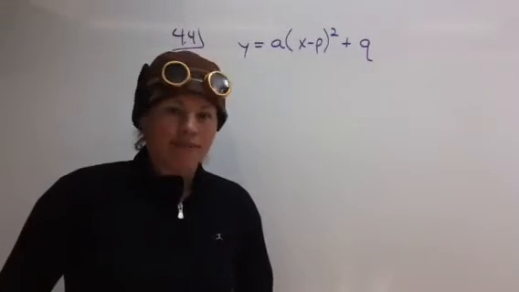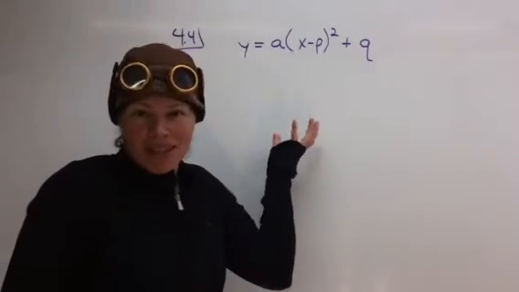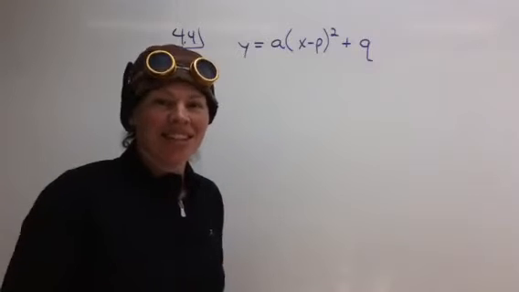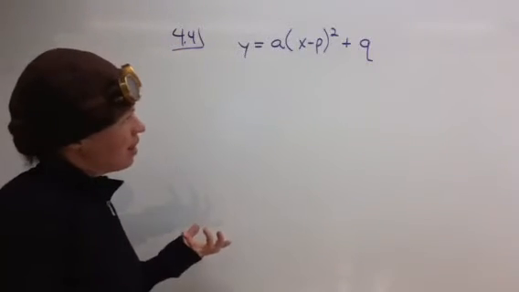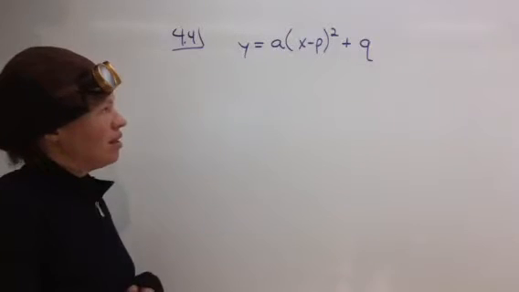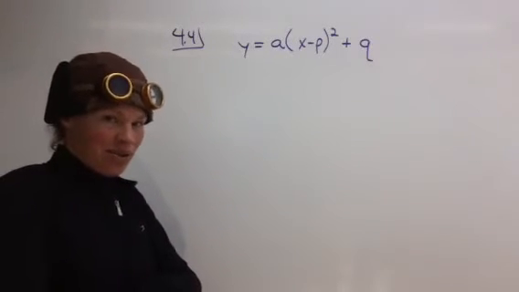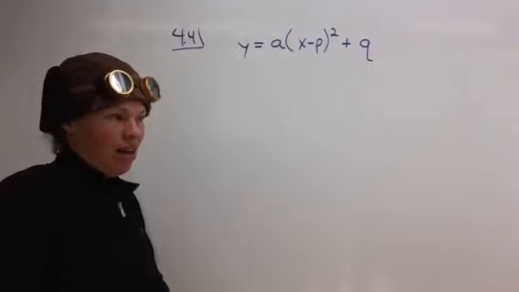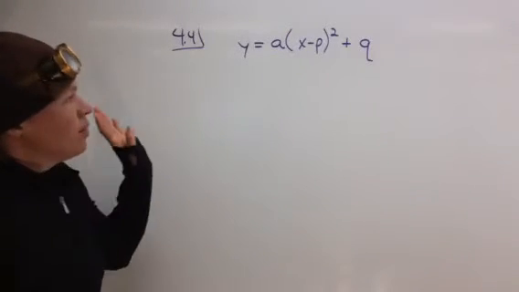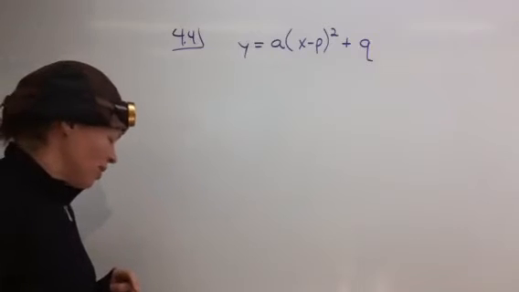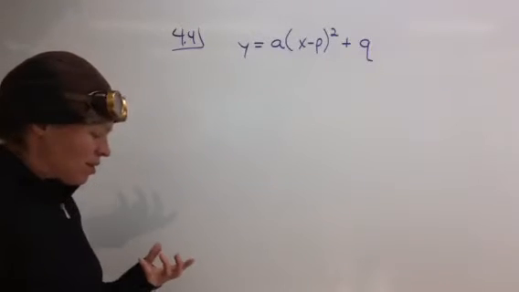So 4.4, we get a fun formula. We get to play with it. It's all good. You may recognize this formula as something that might have happened if you used completing the square sort of thing. Dun, dun, dun. Was that foreshadowing? Foreshadowing.